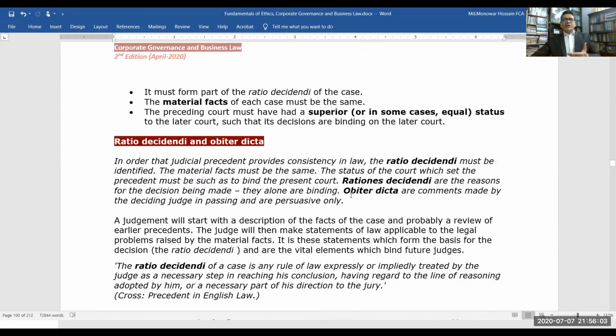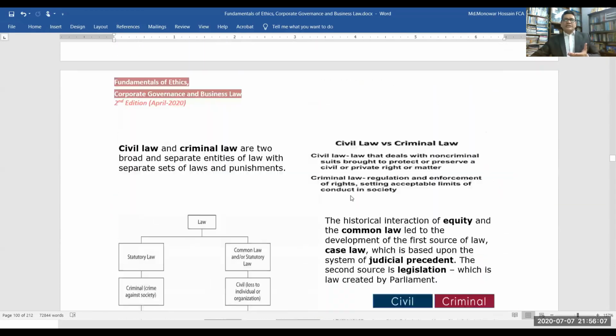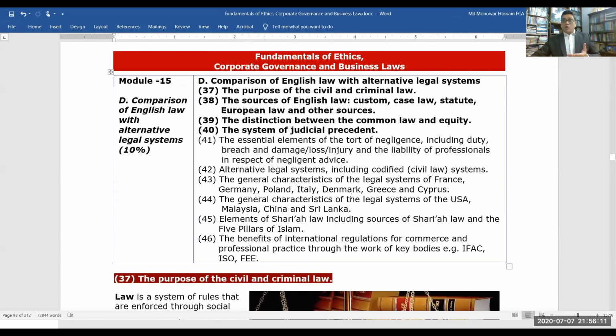So today we are going to finish this class, but I think it is just a summary of what we discussed. Please download my sheet and read it. So here today we discussed the purpose of the civil and criminal law, the sources of English law, the distinction between common law and equity law, and the system of judicial precedent.